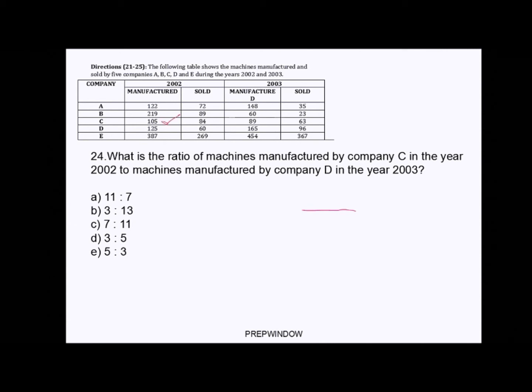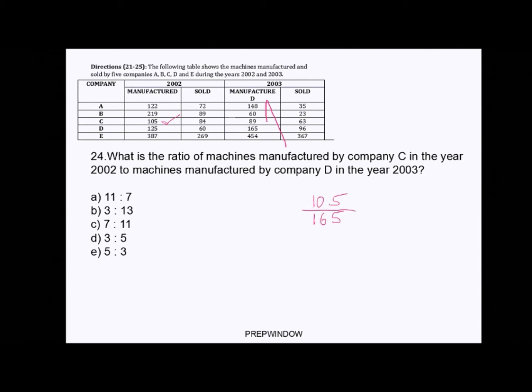C in the year 2002 is 105. So 105 becomes the numerator. The denominator is machines manufactured by company D in the year 2003. One second. D in the year 2003, look at the table, is 165. Find out the ratio.